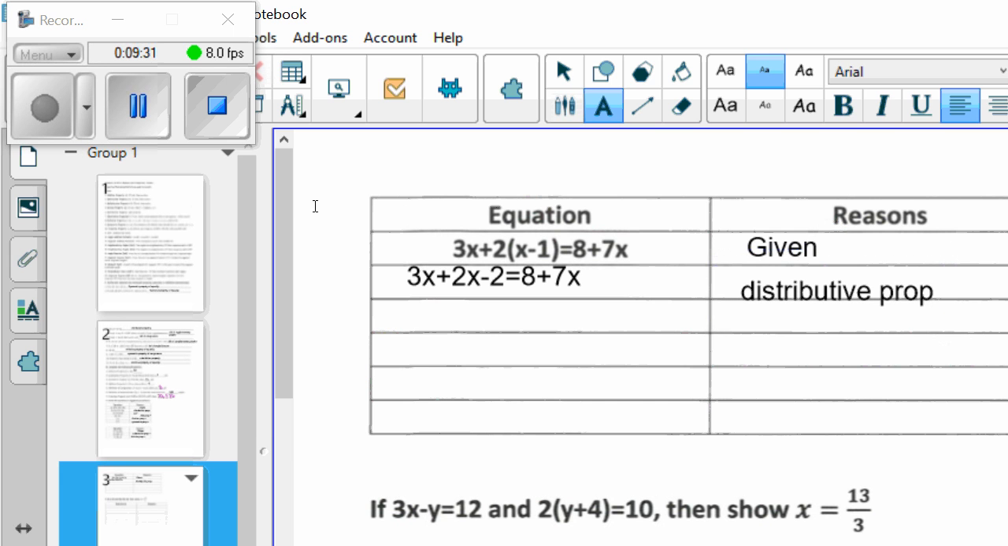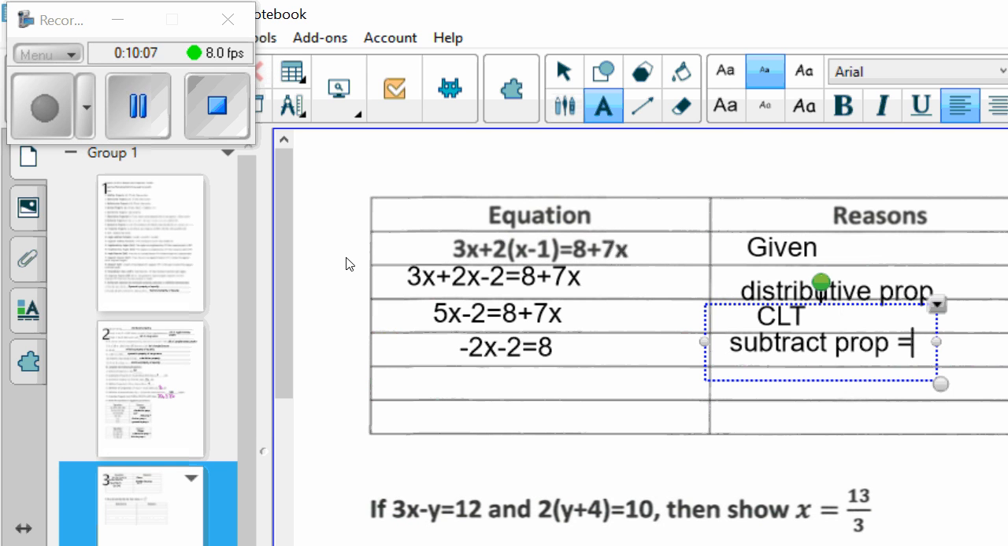All right, so now on the left-hand side, I have 3x plus 2x. I need to combine those to get 5x minus 2 equals 8x. I'm sorry, 8 plus 7x. We combine like terms, so this is CLT. I need to now get all of my x's on the same side, so I'm going to move my 7x over. When I do that, I end up with negative 2x minus 2 equals 8. How did I move the 7x over? I subtracted, so that's the subtraction property of equality.